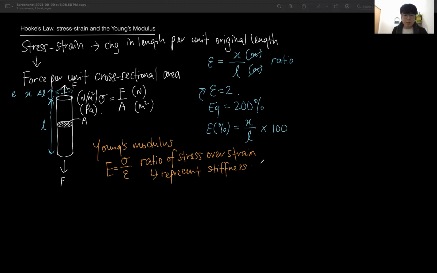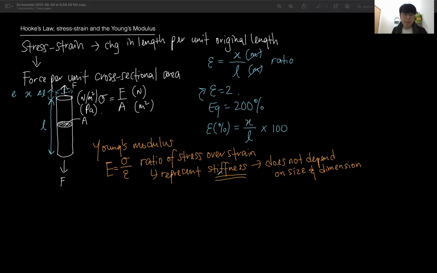And also, it does not depend on the size of the material and also the dimension of the material. So it becomes a more common measurement in the engineering industry because the size does not affect it. Not like the spring constant. So Young's modulus represents the stiffness of a material.